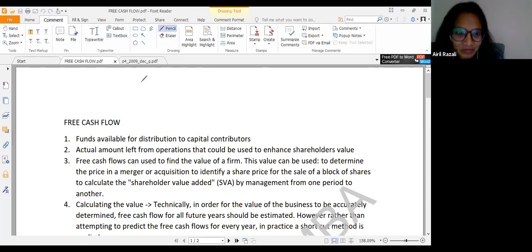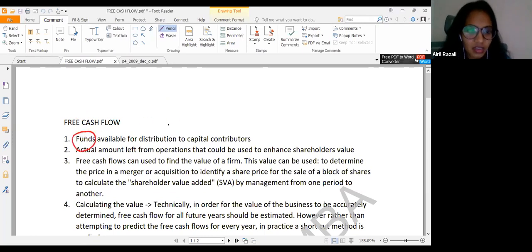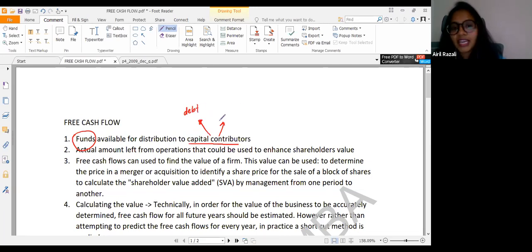Okay, yeah. So free cash flow is the funds that are available for your capital contributors. I like to use the word capital contributors because your company is funded by different holders. For example, you have equity holders and you have debt holders. I like to generalize them as debt holders and equity holders because then it becomes a lot easier for you to understand.